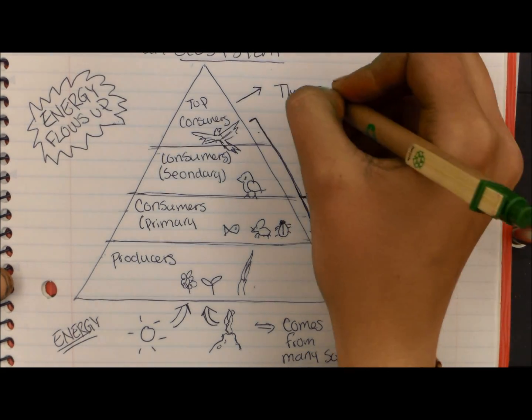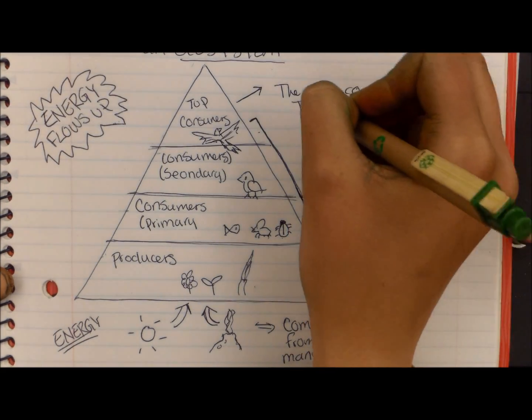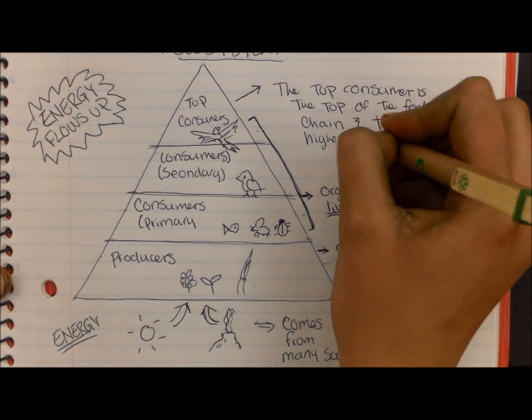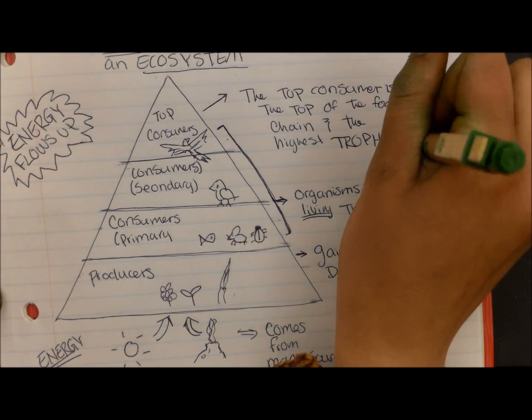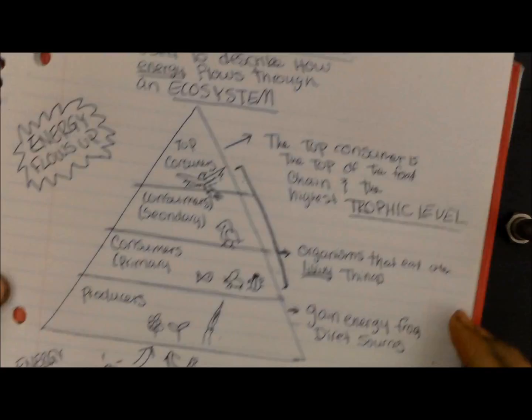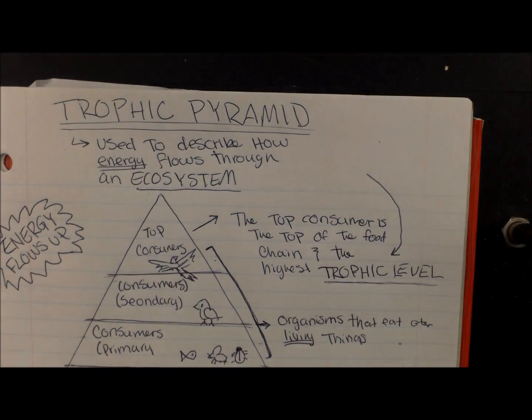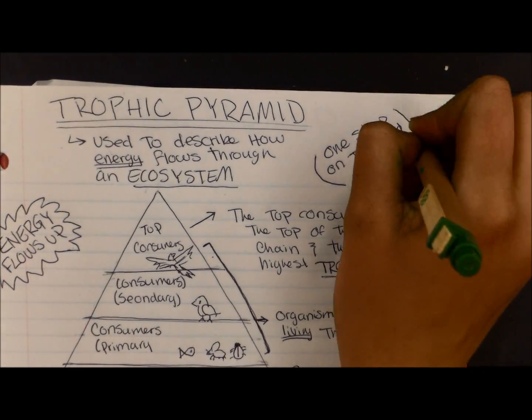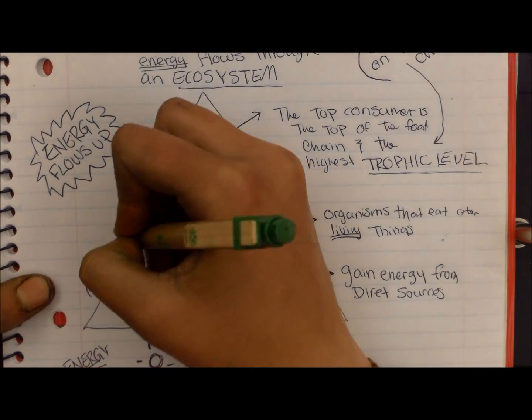The top consumer is at the top of the food chain and in the highest trophic level. It does not have to worry about being preyed on by other animals. Remember, a trophic level is one step on the food chain. As energy moves up through the food pyramid, it flows through different trophic levels.